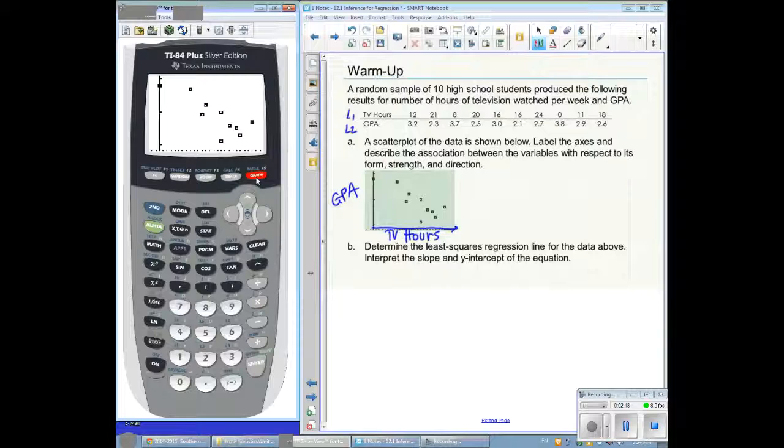On the AP exam, everything you write needs to be in the context of the problem. Who can tell me what they would write here? Can I get a volunteer? You don't have to speak into the microphone. Go ahead, Casey. Just talk really loud. Put it in the context of the problem.